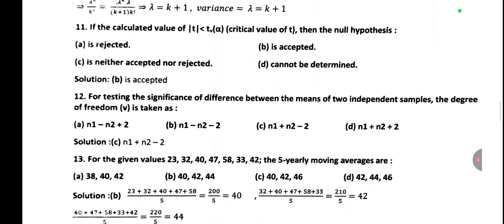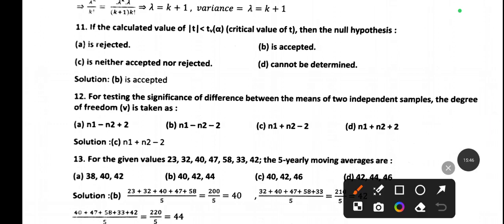So 10th one, any doubts? Then the 11th one, this was already a board question, important. Already it was a board question.